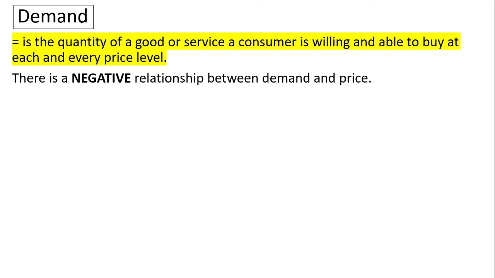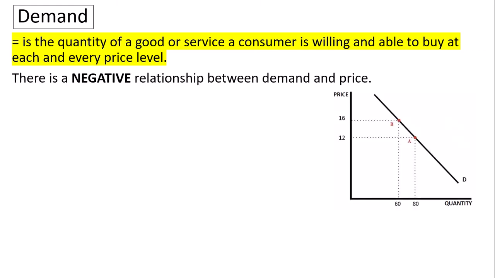So you should have drawn a diagram like this, and obviously from that you can tell that there is a negative or inverse relationship between price and demand. So as price goes up, demand decreases, and vice versa. The specification requires you to know the 3 reasons why that is the case. Okay, so why is there an inverse relationship between price and quantity demanded? 3 reasons. Pause.